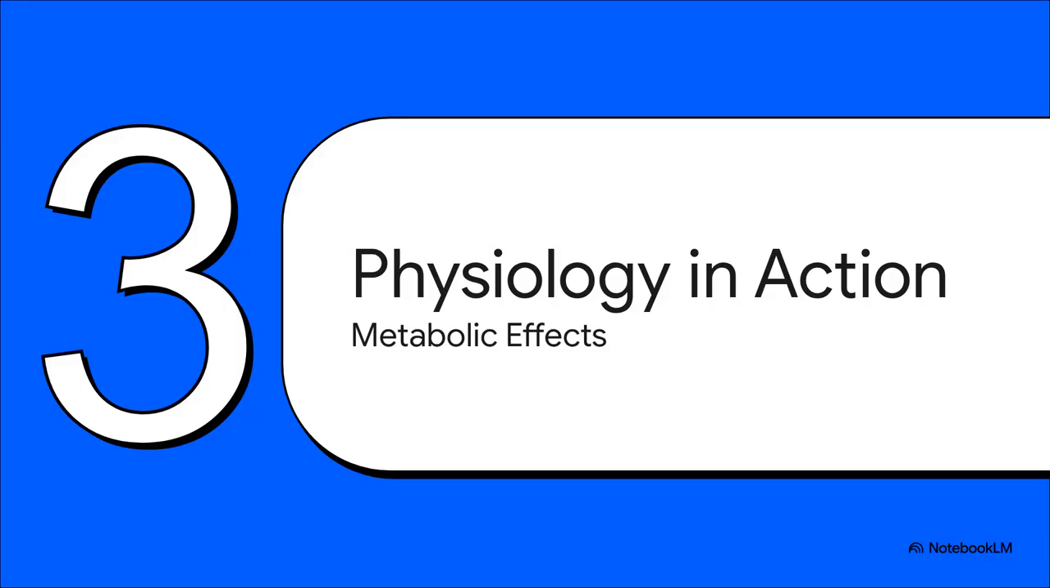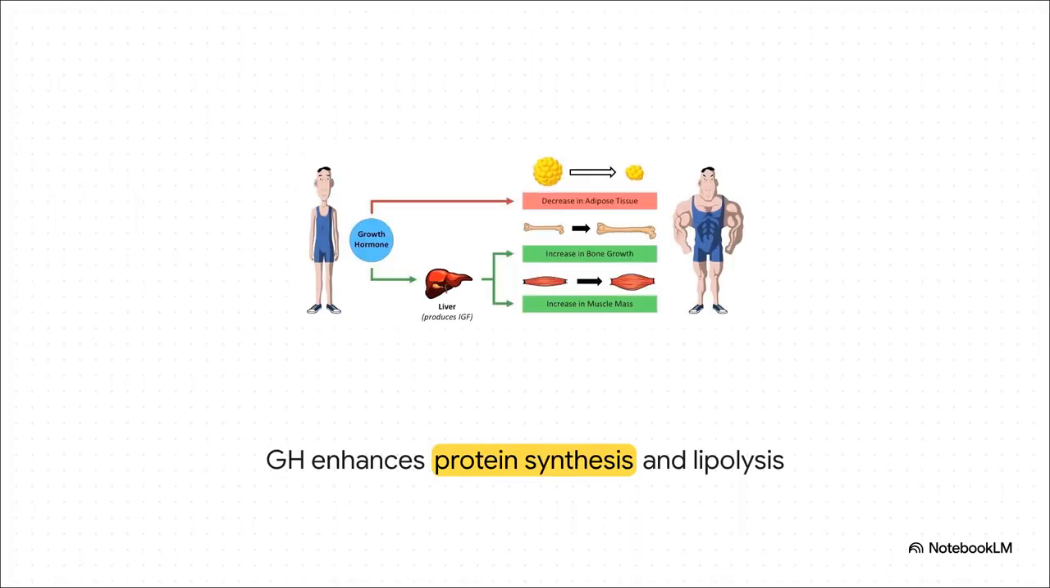Section 3, Physiology in action. Let's look at what this hormone actually does. Growth hormone operates through the JAK/STAT signal transduction pathway, acting as a massive biological amplifier. It travels directly to the liver and induces the production of insulin-like growth factors, primarily IGF-1. This drives sulfate into your cartilage, resulting in a huge enhancement in protein synthesis, increased bone growth, and more muscle mass.